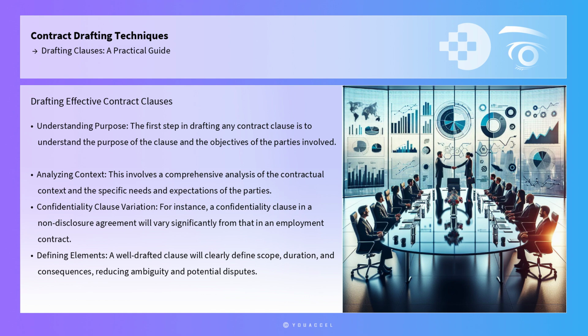The first step in drafting any contract clause is to understand the purpose of the clause and the objectives of the parties involved. This involves a comprehensive analysis of the contractual context and the specific needs and expectations of the parties. For instance, a confidentiality clause in a non-disclosure agreement will vary significantly from that in an employment contract. The drafter needs to consider the scope of confidentiality required, the duration of the obligation, and the consequences of a breach. A well-drafted clause will clearly define these elements, reducing ambiguity and potential disputes.